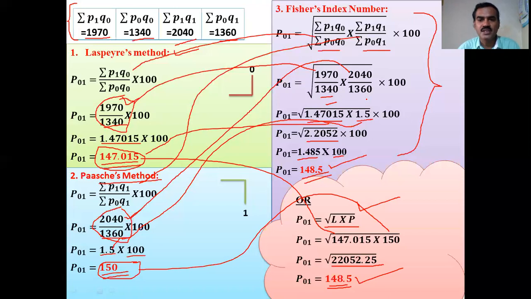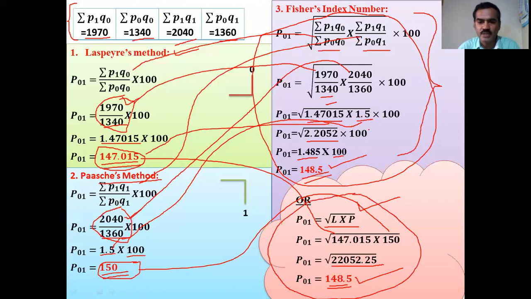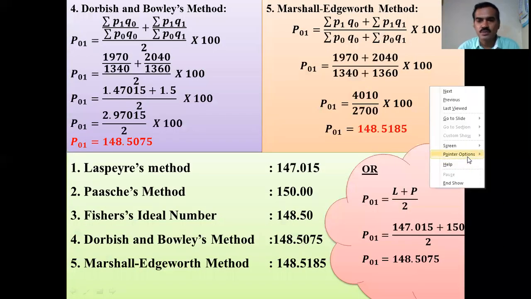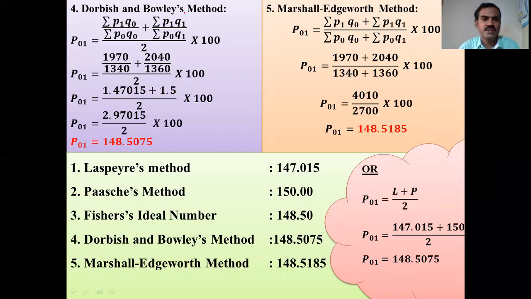See, in the examination, it is not required to calculate both methods. Either you follow this method for the Fisher index, or you follow the other method. Any one is enough in the examination. Now let us move towards the fourth method, that is the Drobisch and Bowley method.